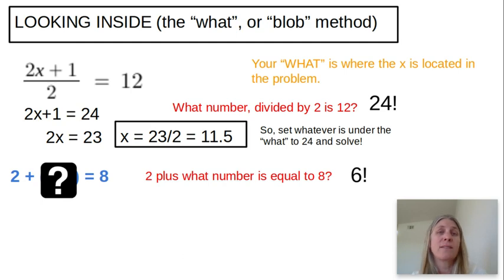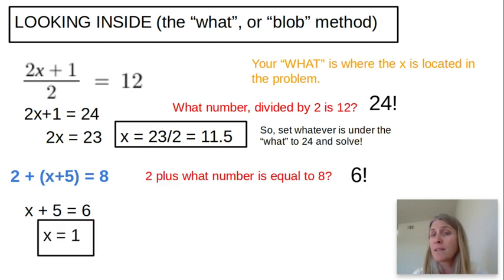So all we have to do is set whatever's underneath our question mark equal to 6 and solve. In this case, we have x plus 5 is equal to 6. We subtract 5 from both sides, and we know that x is equal to 1. So easy peasy, it's just taking your brain and making you think about it in a different way.